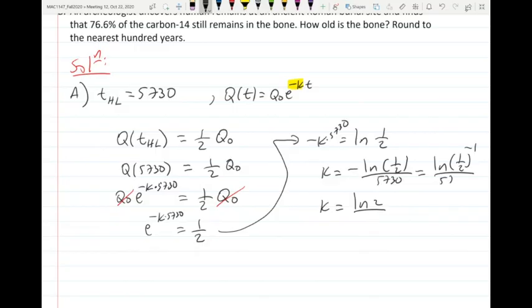All this, we know T is 5730. So that's the exact value. If we want to approximate, what would this be? ln of 2 divided by 5730. So let's see, that would be 0.000121.